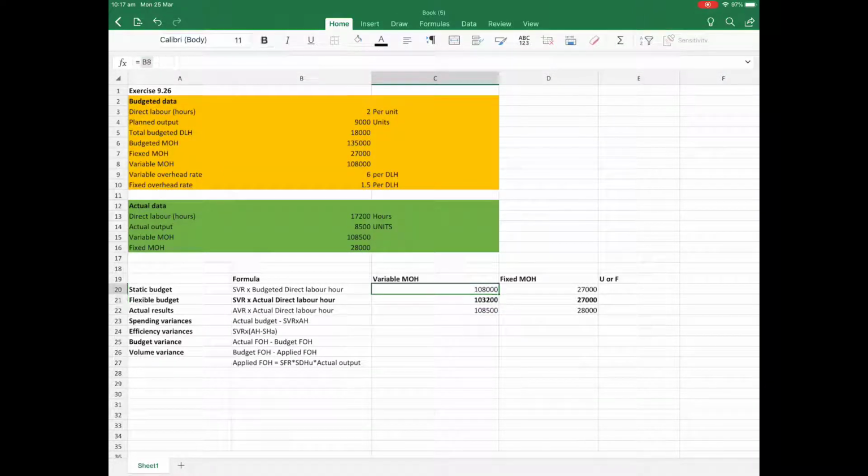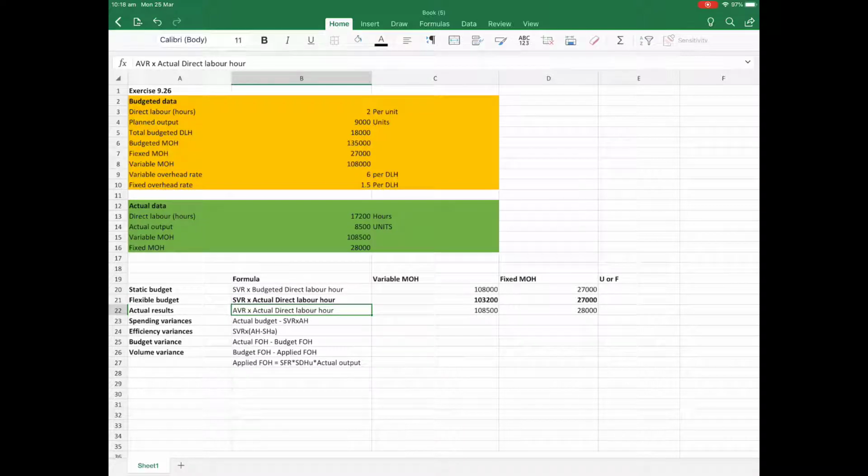If you compare the static budget and the flexible budget, the only difference you see is budgeted direct labor hours versus actual direct labor hours. So the difference between the static and the flexible budget is caused by the number of direct labor hours.